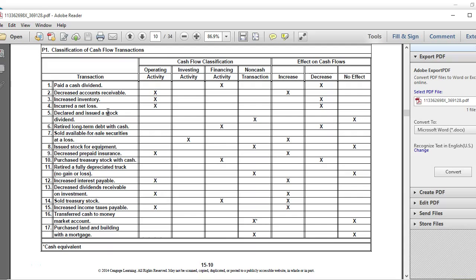Sold available for sale securities at a loss. So we invested in some investments. So it's going to affect our investing section. And when we sell securities, we get money, don't we? Right? Now, they're trying to trick you saying they sold them at a loss. Ultimately, we still got money in this period.